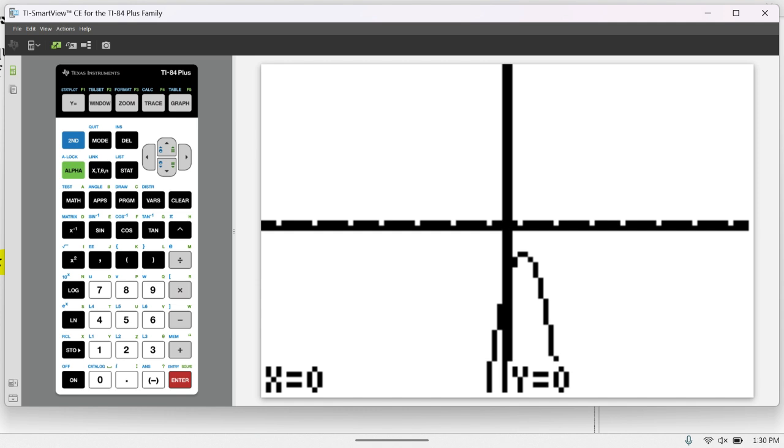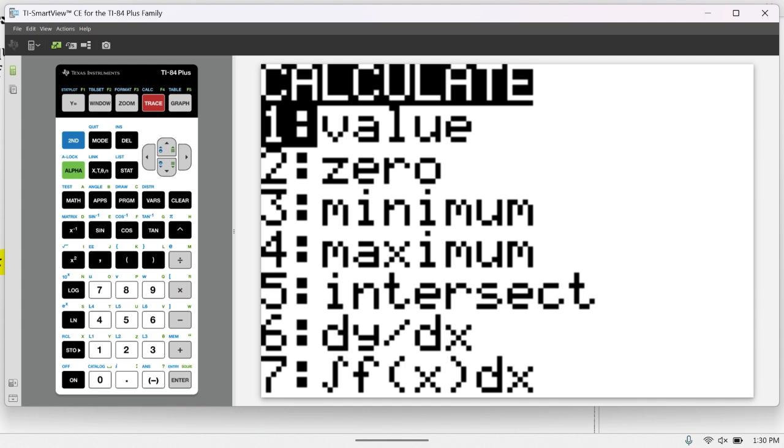All right, now to get the vertex, here's what you're going to do. You're going to hit the second key, and then you're going to hit the trace key. It's to the left of the graph key. And this should pop up.